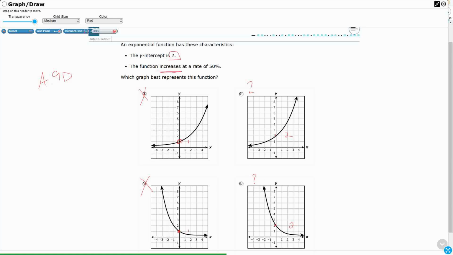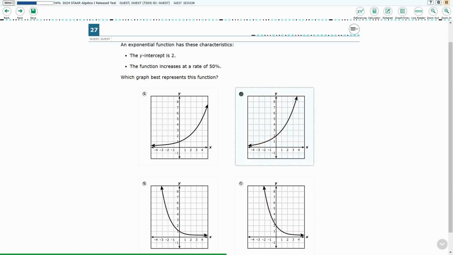The only other clue we have is that the function increases. It doesn't really matter what that rate is. We're not trying to get technical. Is it increasing or decreasing? Well, look at this. That's an increase. That's a decrease. So that's our answer, C. It's the only one that has a y-intercept of 2 and an increase.